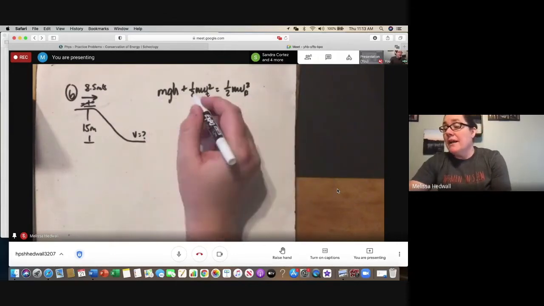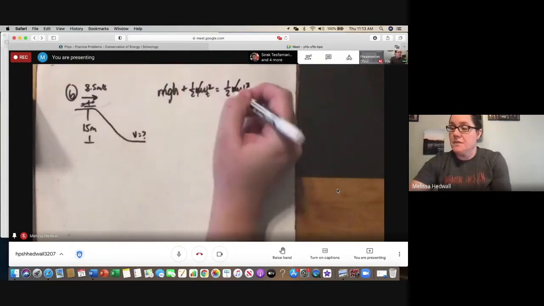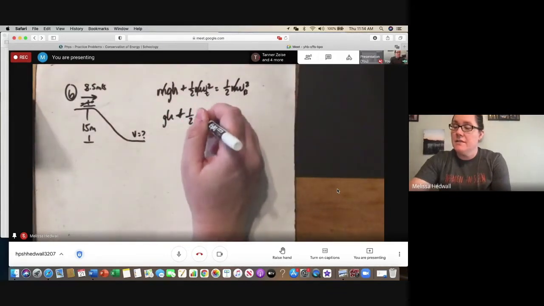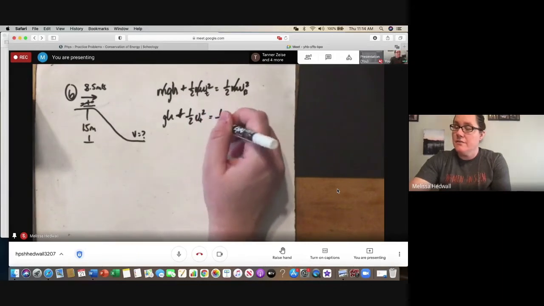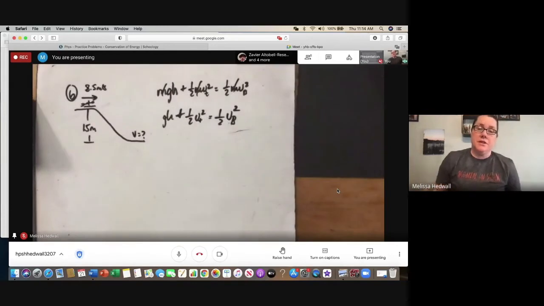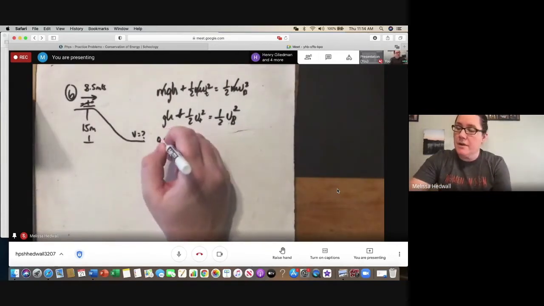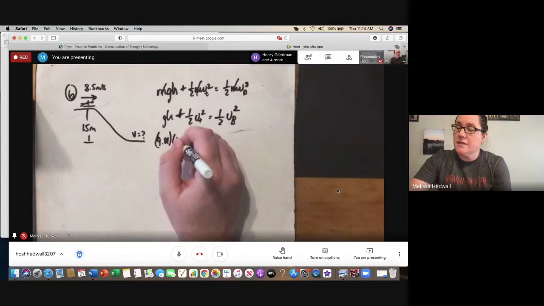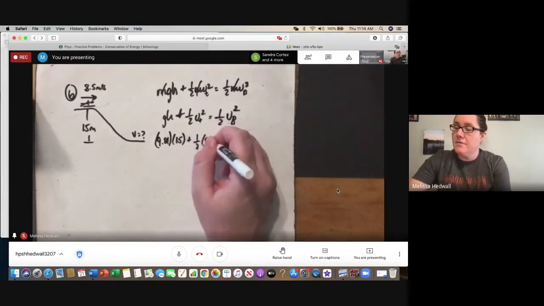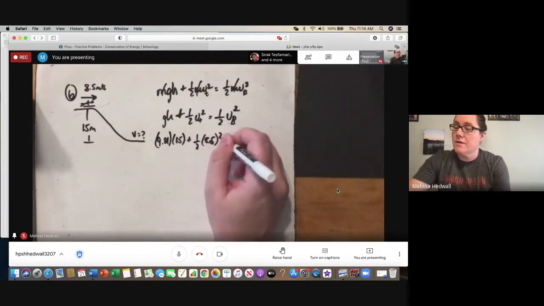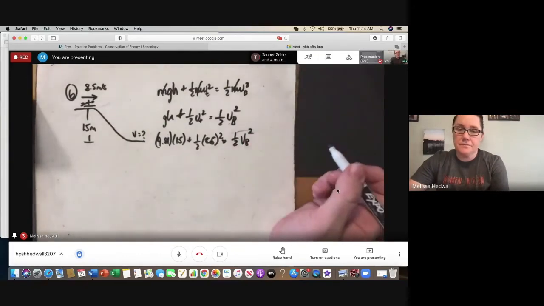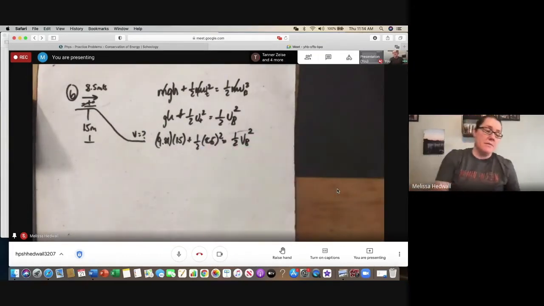We have m on everything, so those cancel out here. So we end up with gravity times height plus 1/2 v at the top squared equals 1/2 v at the bottom squared. This whole side turns into a bunch of numbers. So let's do that. We're going to go 9.81 times our height of 15 meters plus 1/2 times 8.5 squared equals 1/2 velocity at the bottom squared.